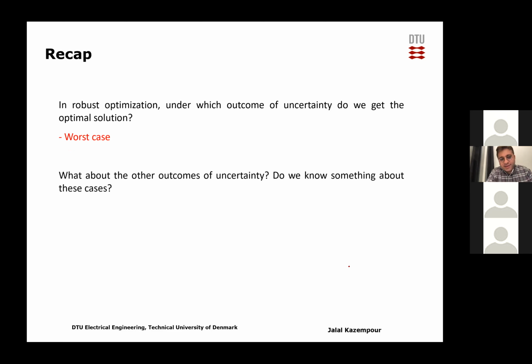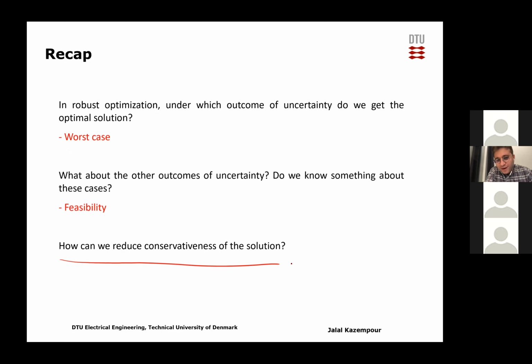So what about the other outcomes, the other points of the uncertainty set? Do we know something about those cases? Yes, we know that our solution is feasible for any point in the given uncertainty set. So we know that we are optimizing against the worst case. So our setup is rather conservative.